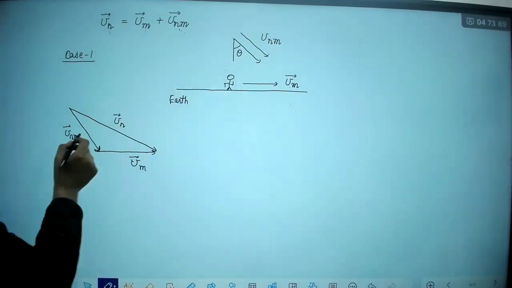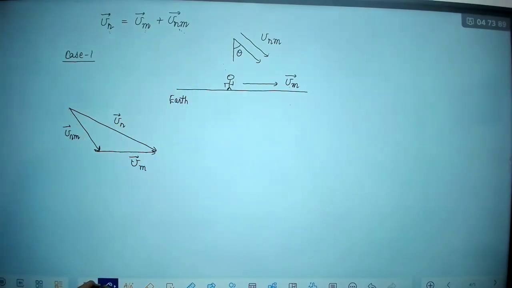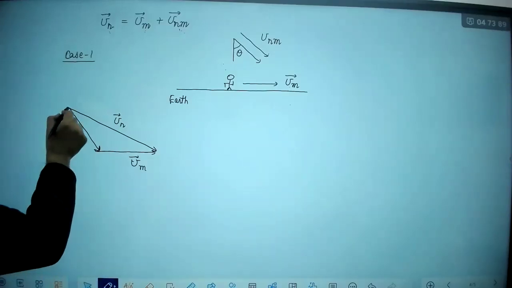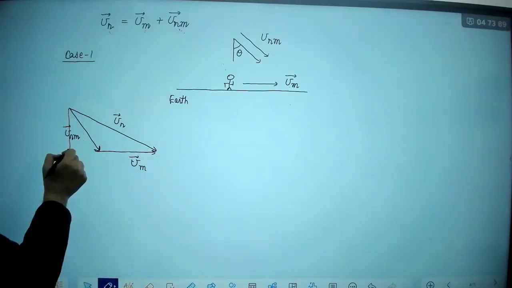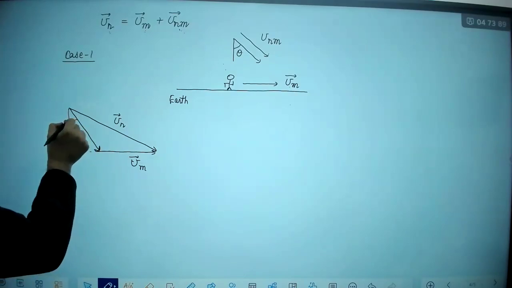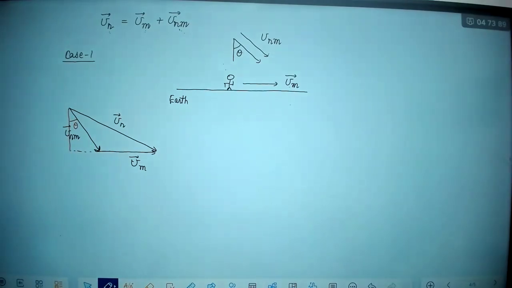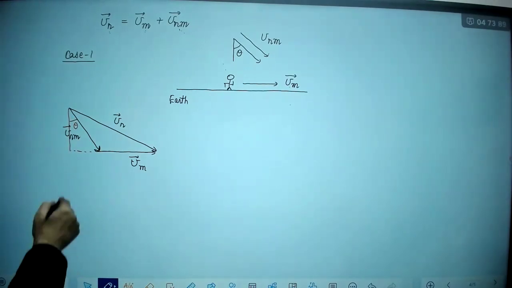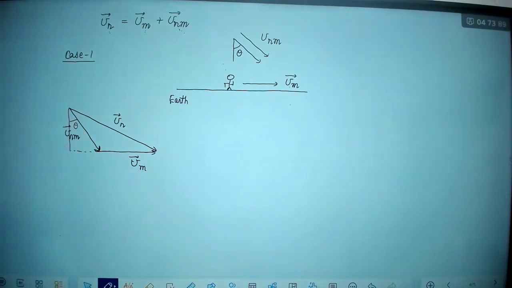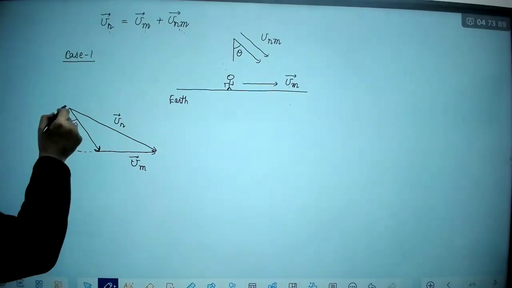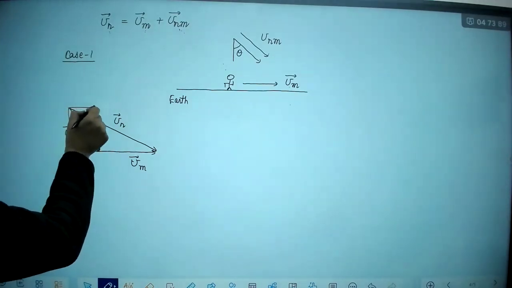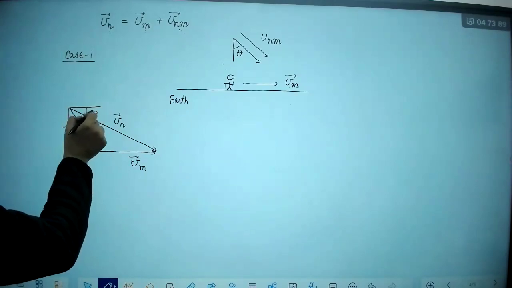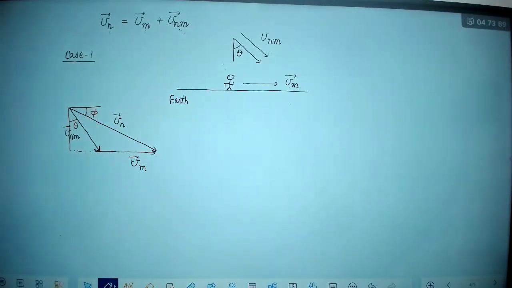If you look at this direction, this is VRM. So I'm going to draw a perpendicular from here. So this will be theta. Now you want to find out VR and the angle of VR. Suppose you choose this angle from here, and suppose this is the angle you want to find out, phi. So the magnitude of VR and this angle phi you want to find out.